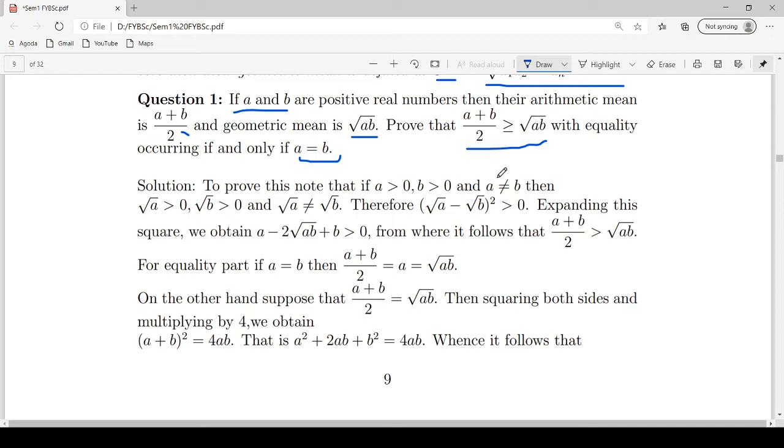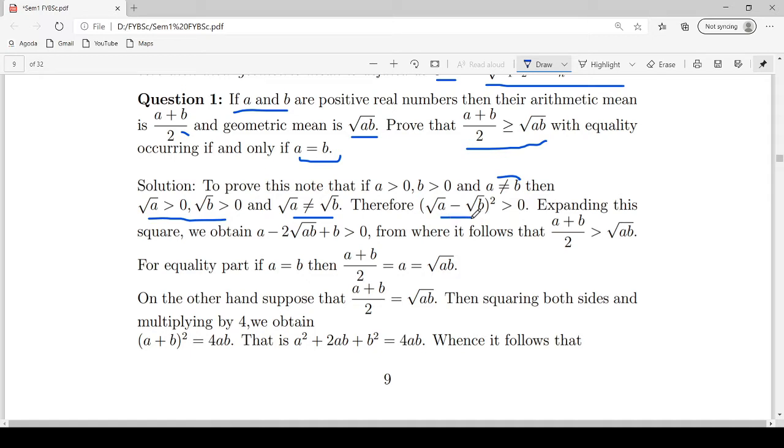First, we will assume a is not equal to b. Since a is positive, b is positive, you have the square root of a and the square root of b, both are positive. And since you have assumed a is not equal to b, you have the square root of a is not equal to the square root of b. Therefore, you have the square root of a minus the square root of b is not equal to 0. And since we know the square of every non-zero real number is greater than 0, we can say the square of (square root a minus square root b) is greater than 0.